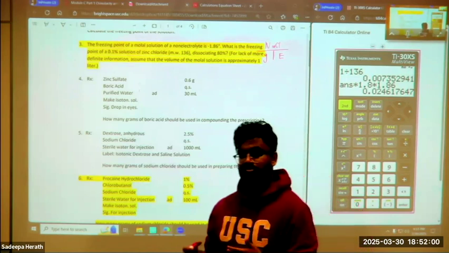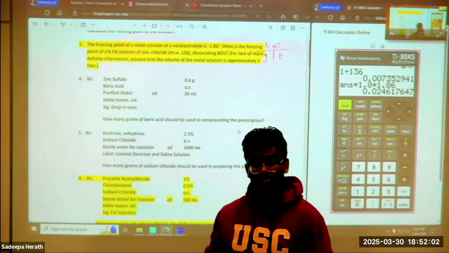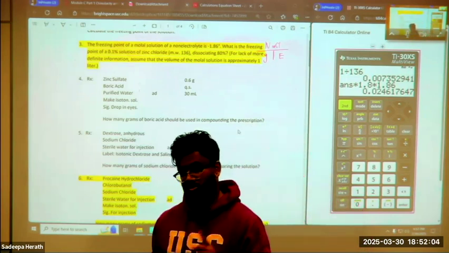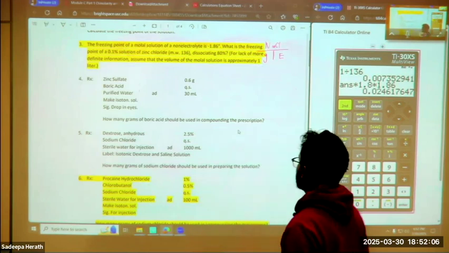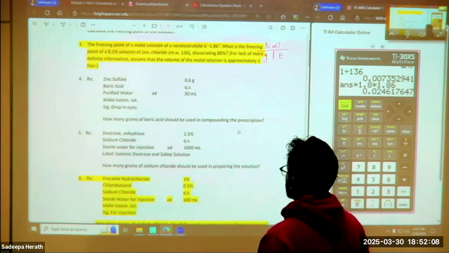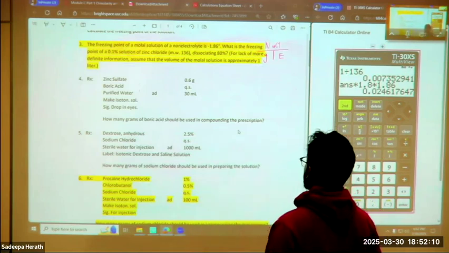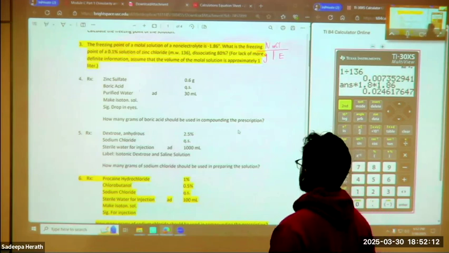Remember how I kind of vaguely talked about dissociating 100%? We'll get more into why that's important. And then for lack of more definite information, assume that the volume of the molal solution is approximately 1 liter.